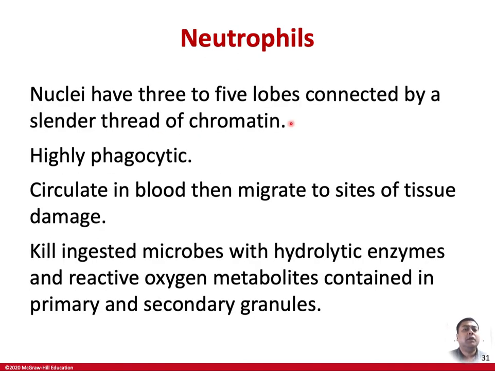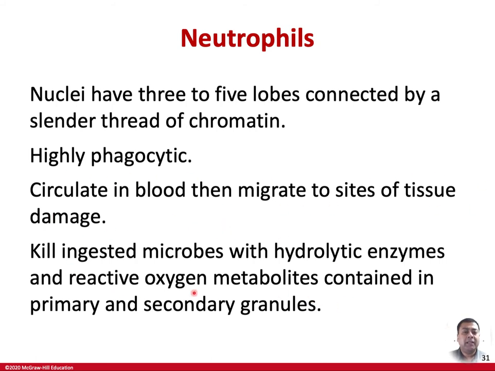The neutrophil, on the other hand, has 3 to 5 lobes connected by a slender thread of chromatin. They're highly phagocytic, and they circulate in the blood, and they migrate to the site of the tissue damage. Now, the difference is that the neutrophils mainly will remain in the circulation, and they will go into the tissue space when they are being called by mainly chemotactic mediators. That means when there is a tissue injury or if there is invasion of a particular pathogen, at that time the neutrophils will leave the blood circulation rapidly and move into the tissue space.